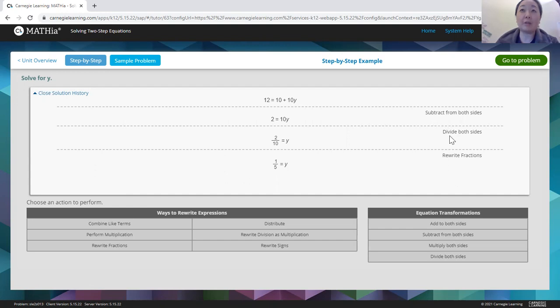Then it says you want to get rid of that 10, so you have to divide both sides. You go to the right here, divide both sides. That's your division property of equality. Then you divide both sides by 10 to get this answer, and then we just need to simplify it. So rewrite fractions is over here on the left. You click on that and we'll see what it looks like.